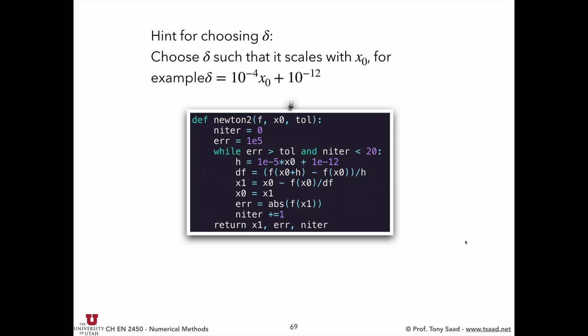Okay, and this is what I typically use in my code, and this is an updated Newton routine that uses numerical derivatives, and I call this Newton 2. And you notice we dropped one argument, and that was df, compared to the previous Newton routine.